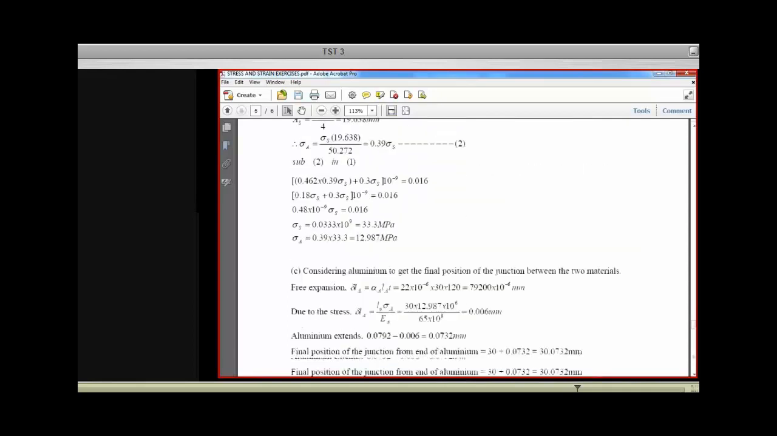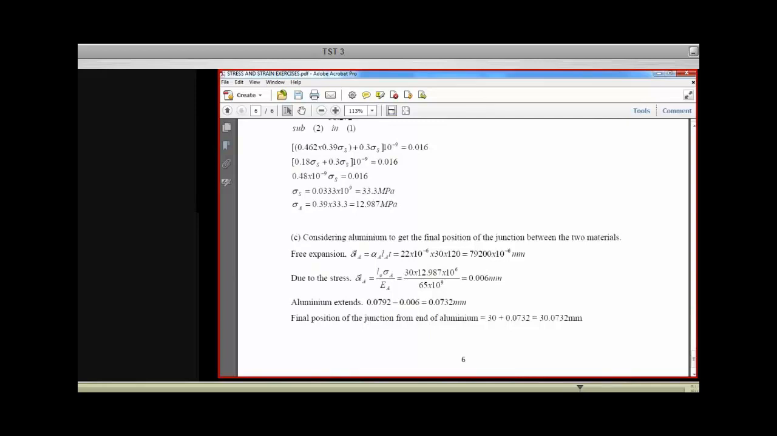So we say, considering aluminum to get the final position of the junction between the 2 materials, the free expansion of aluminum, as far as temperature is concerned, is the coefficient of thermal expansion multiplied by the length and the change in temperature, and we have put that. And due to stress, because remember, it's been subjected to change in temperature and also subjected to load, the change in length can be written in terms of stress, modulus and original length. So we use this equation also. So we have those values as the aluminum has expanded based on the temperature changes, and due to stress, it has been extended to this.